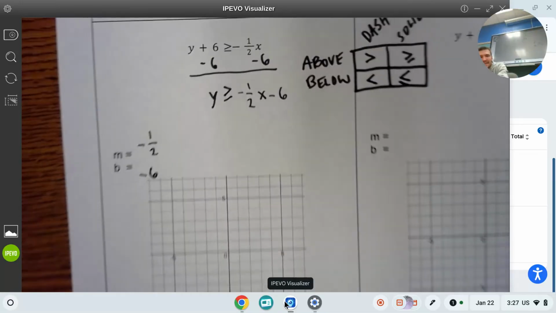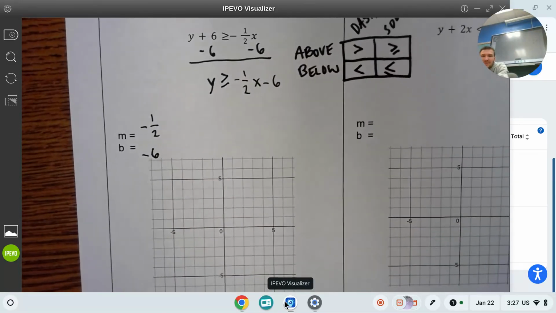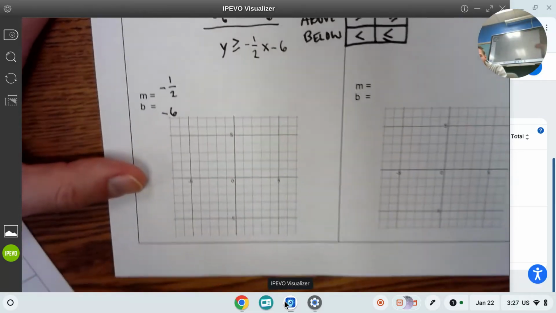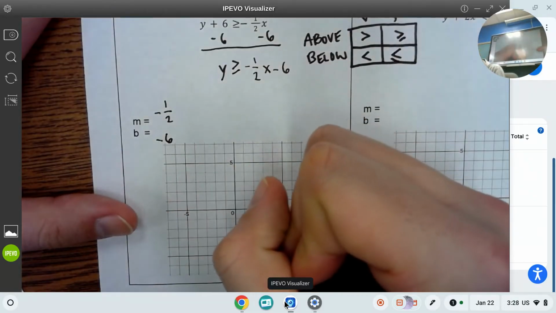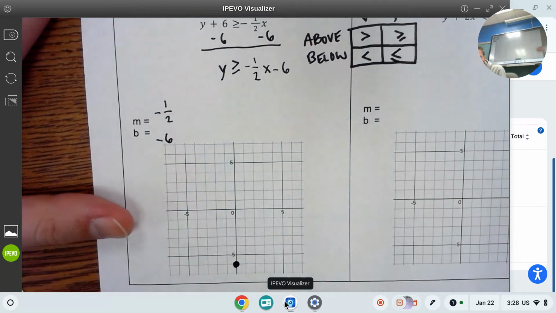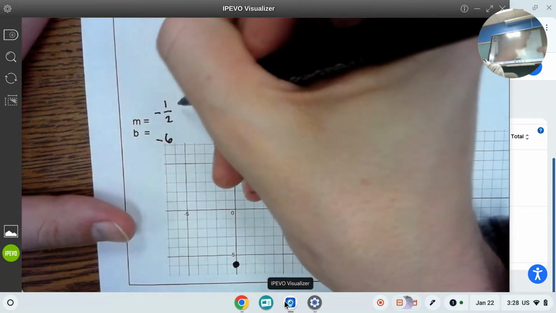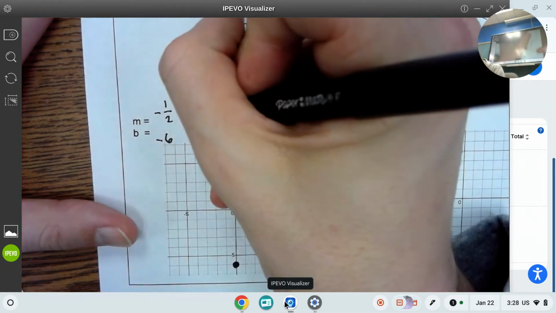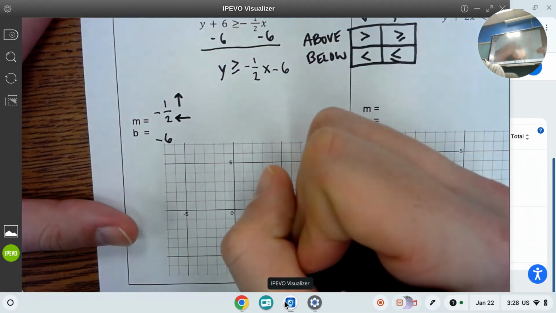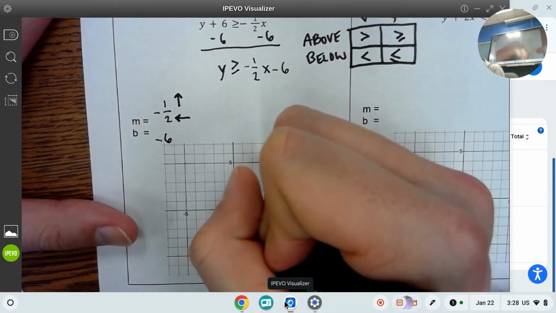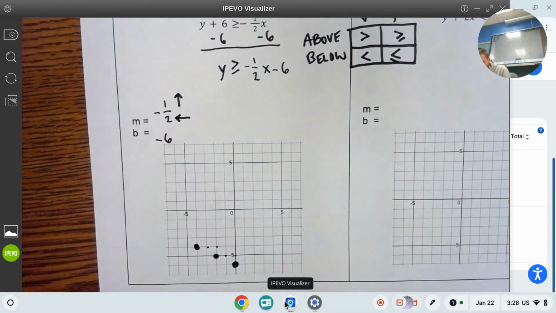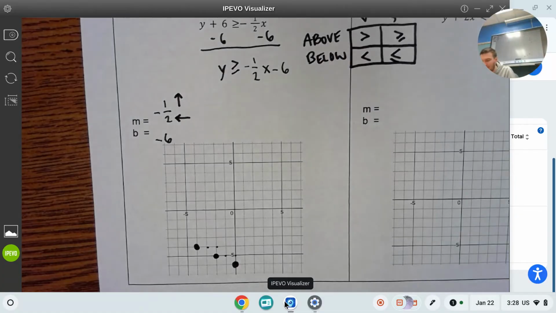At this point, we've done this before. We're now just going to be plotting our point, starting at -6, which is down here. We're going to do rise over run. Rise 1. Are we going left or right? Yeah. We're going left. Nice job. Left 2. Rise 1, left 2. Rise 1, left 2. And pause for just a second before you write down the line.